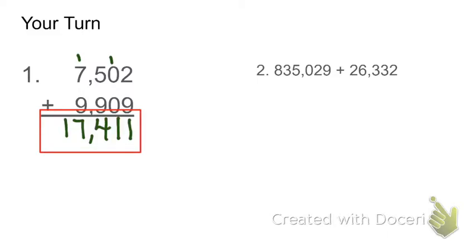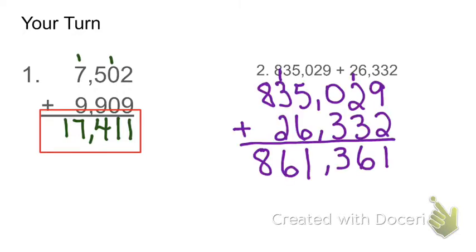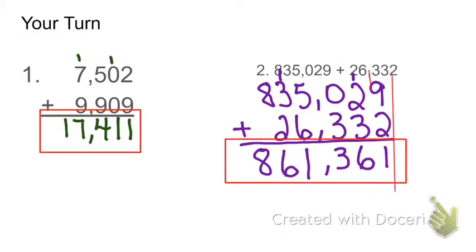Now let's look at the next problem. These numbers are not lined up properly for us to do our addition problem. So the first thing we're going to have to do is line them up, and then we can add them. Try that now on your own and see if you get the same thing I get. All right. I got 861,361. Is that what you got? Did you remember to line your numbers up so that they all matched in each of the columns by place value? I hope that you did.